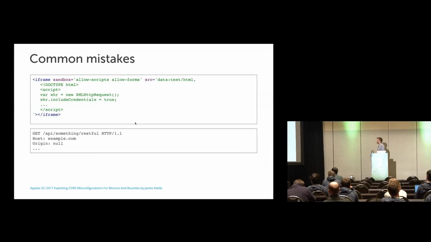OK, here's an example. We have an iframe with a sandbox. We say allow-scripts, allow-forms, and then in this iframe, we do this request to the server, this XHR request. In this case, it's going to get the null origin as its origin. And so we've once again re-added the allow origin star, allow credentials true.